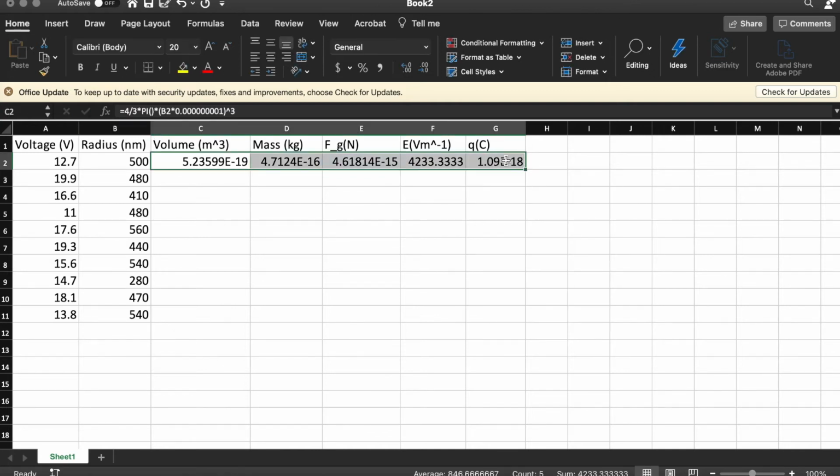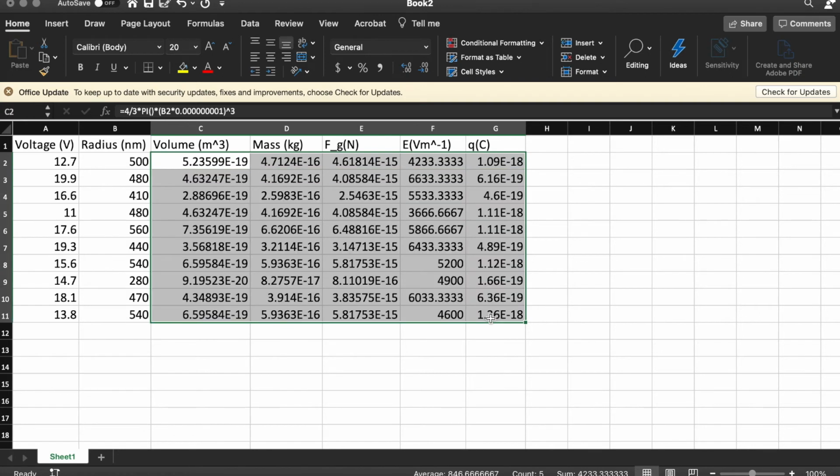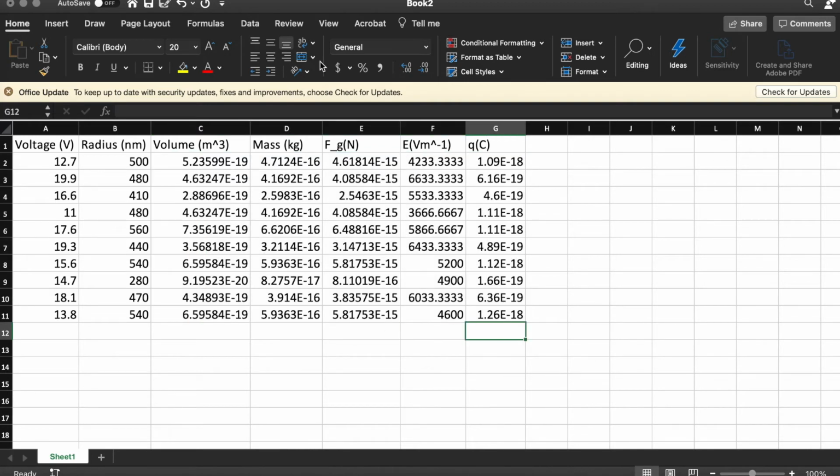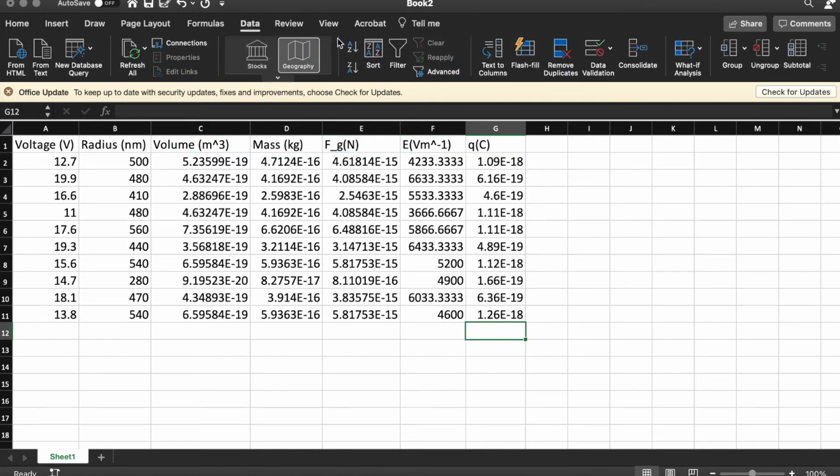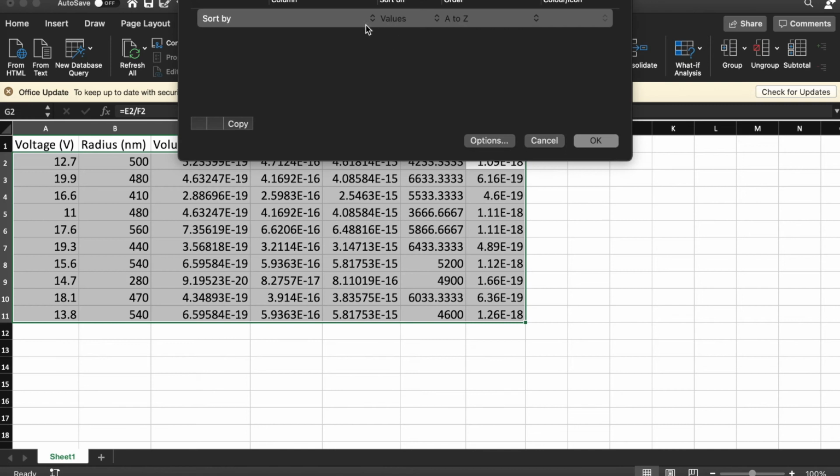Use Excel to repeat this process for all of your data. Note that the charges do vary, but they're all around 10 to the minus 19 or 10 to the minus 18 coulombs. Sort the data so that the charges are in increasing order. Then subtract each one from the previous to find the difference between them.